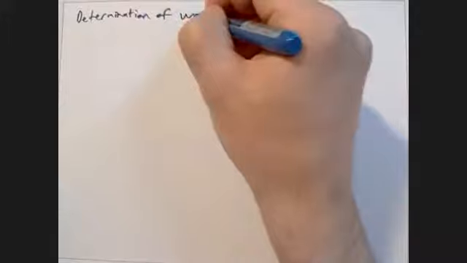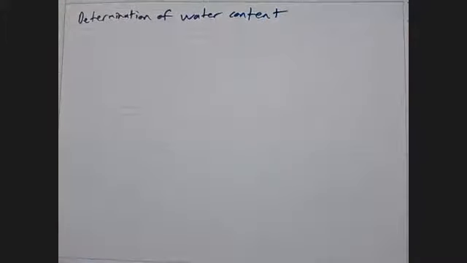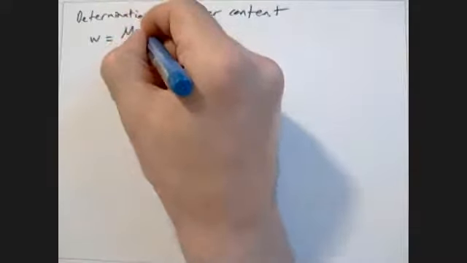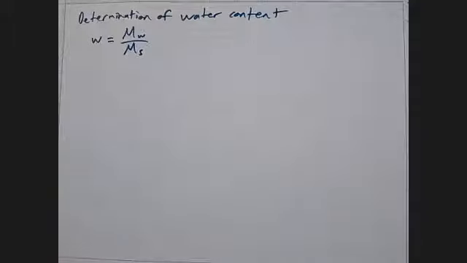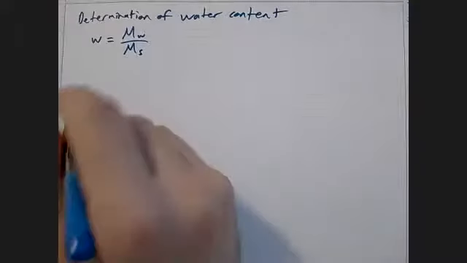So in this lecture, I'm going to focus on the lab experiments that are related to determining the physical properties and phase relationships. So the first one, the simplest one, is determination of water content. So let's remember what water content was. Water content is mass of water divided by mass of solids. Okay, so what you do is this.